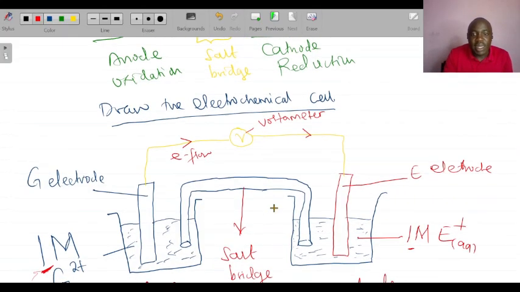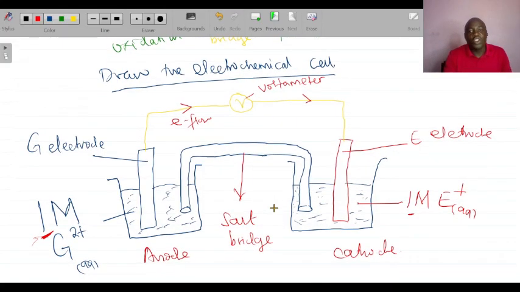So I believe I've been able to take you through the concepts of electrochemistry, and the focus was on the standard reduction potentials. I hope you find this lesson of importance to your revision.